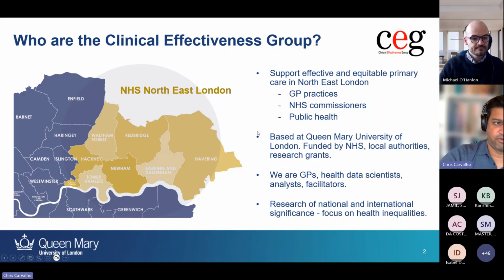So the Clinical Effectiveness Group is based in Queen Mary. It serves the whole of the North East London ICB. The aim over the last 30 or 40 years has been to support effective and equitable primary care in North East London. That means supporting GP practices, supporting the commissioners in the development and the monitoring of services, and similarly with public health as well.